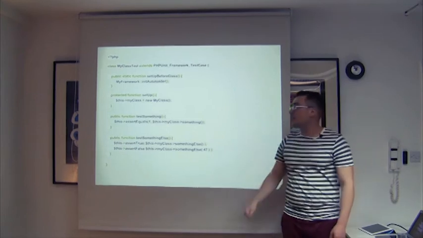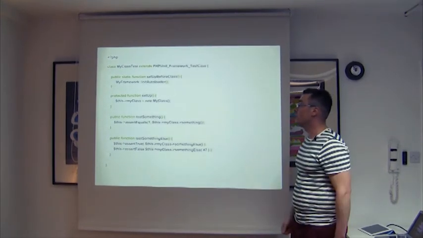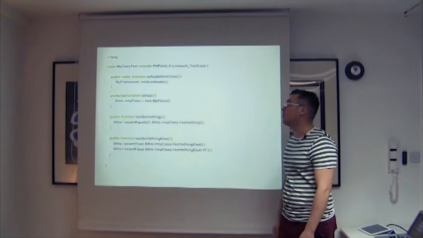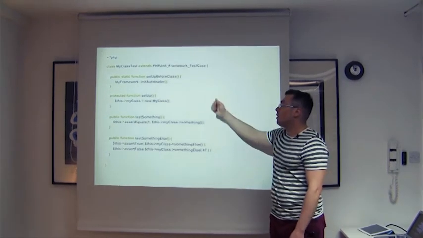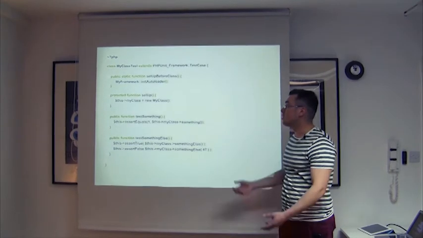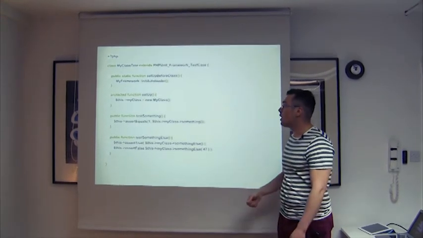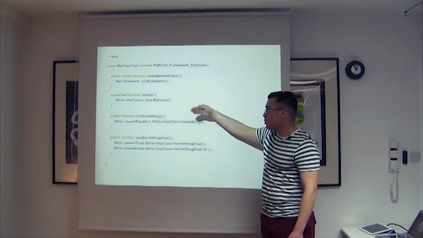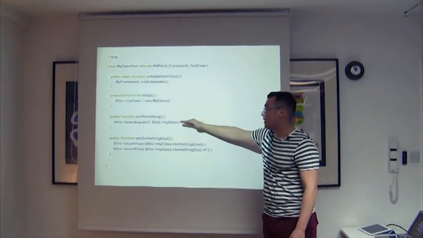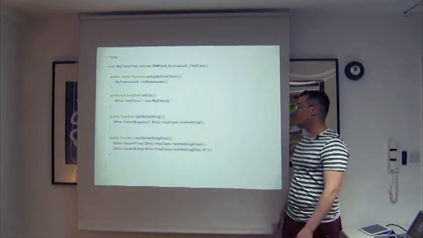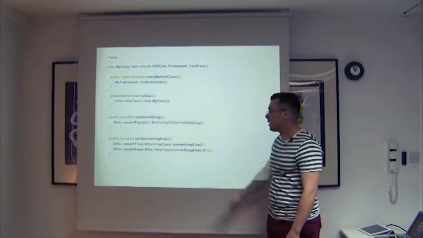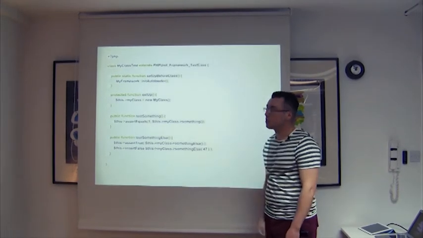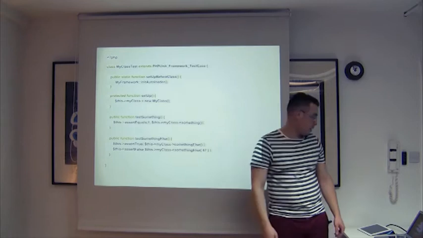Yeah, so this is an example of very tiny unit tests created with PHPUnit. You have a static method to set up your application. There is a protected function which runs before each of those tests, so it sets up your environment. In this case, it just instantiates a class, and then you test something else and do some assertions. So this is an example of how it looks.